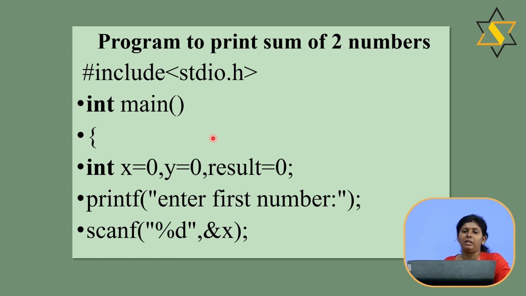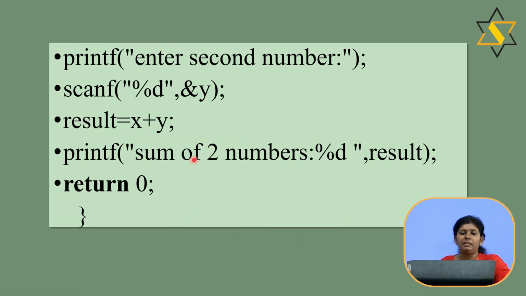Now, printing the sum of two numbers. In one of the lectures, I already showed how to add two numbers. I already defined x and y, or a and b. I think I showed it with the variables a and b, and c as the result. Then enter the first number, read it, then enter the second number, read it, then add your variables and store the value in the result, and printf the sum of two numbers.